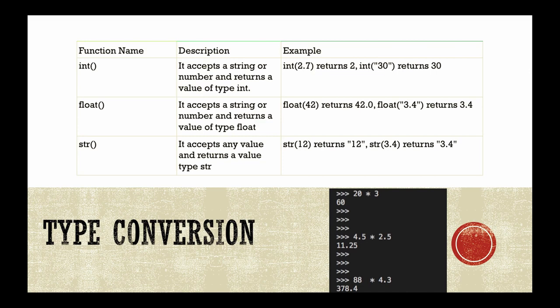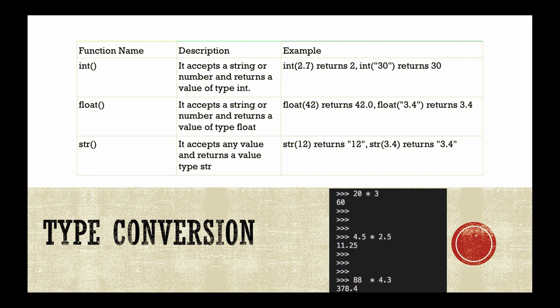When both operands involved in an expression are of type float, then the result will be a float. So if you take 4.5 and multiply that by 2.5, the answer will be 11.25, which is all of type float. When one operand is of type float and the other of type int, then the result will always be of type float. In such cases, the Python interpreter automatically converts the int value to float temporarily, then performs the calculation. This process is known as type conversion. So in the last expression literal that we see, 88 times 4.3, the 88 is converted to 88.0, and then the multiplication is carried out.